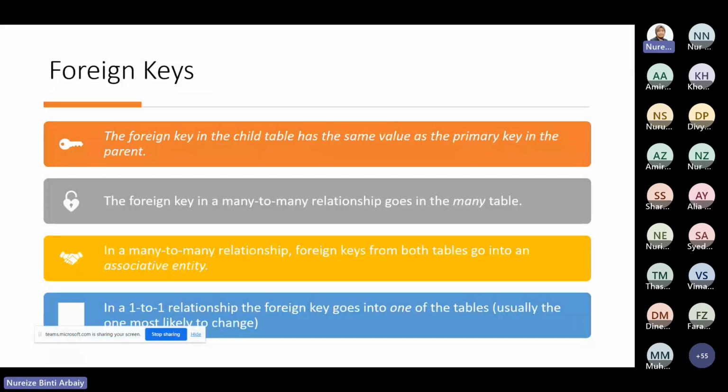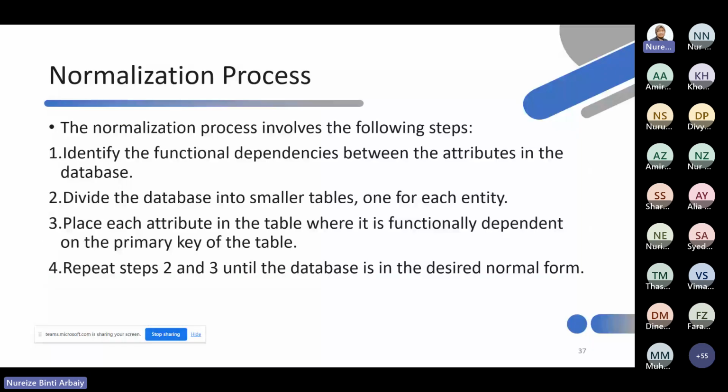This is a foreign key. Okay, I would like to proceed with the normalization process. The normalization process involves three steps. The first process is to identify the functional dependency. The very beginning step, if you receive a structure of unnormalized data, is to identify the two functional dependencies, transitive and also partial dependencies.